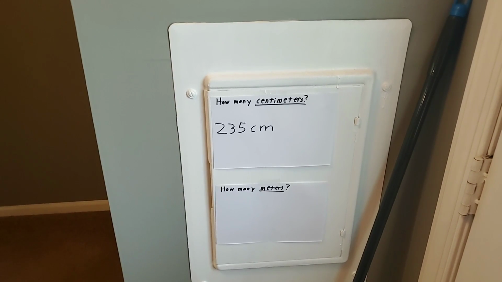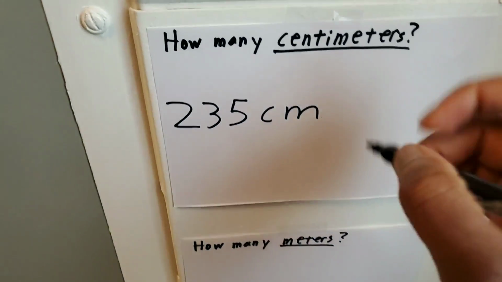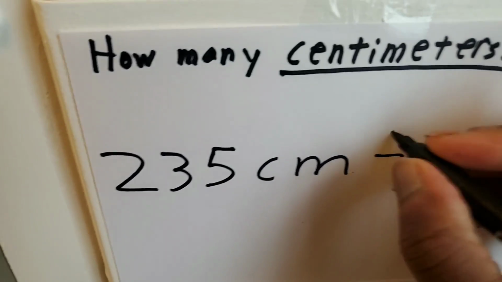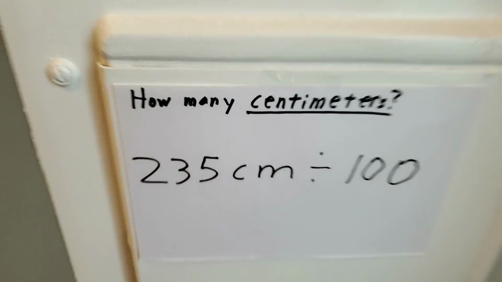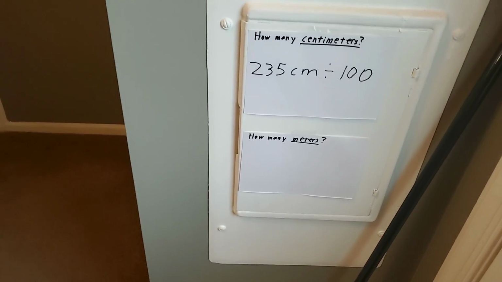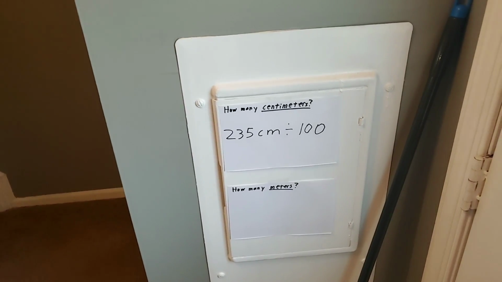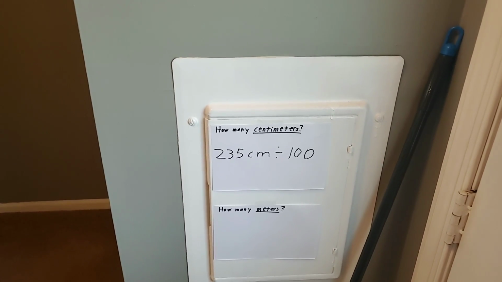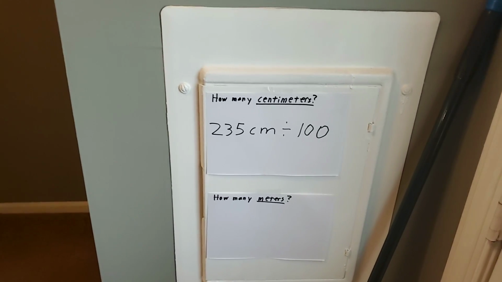Since there are 100 centimeters in 1 meter, we divide it by 100. So we're going to take 235 centimeters divided by 100 centimeters. So with your calculator, using your brain, or using the other strategy of moving the decimal place, how many meters tall is my wall?